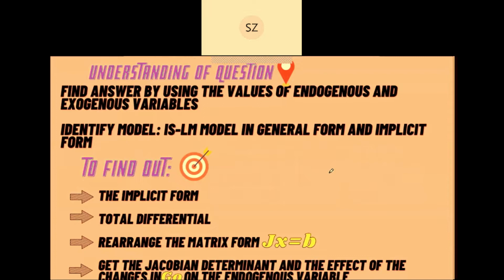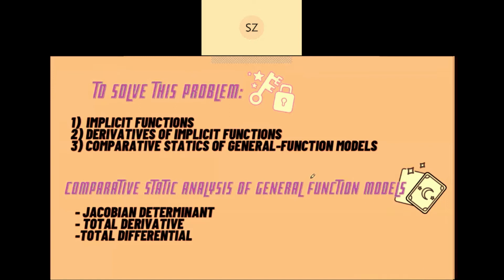We also identify the model, which is the IS-LM model, in general form and implicit form. We then find the implicit form, the total differential, rearrange into matrix form Jx equal to B, and lastly get the Jacobian determinant and the effect of the changes in G null on the endogenous variables. To solve this problem, we use the implicit function, the derivative of the implicit function, and comparative statics of the general function model. This analysis includes the Jacobian determinant, total derivative, and total differential.